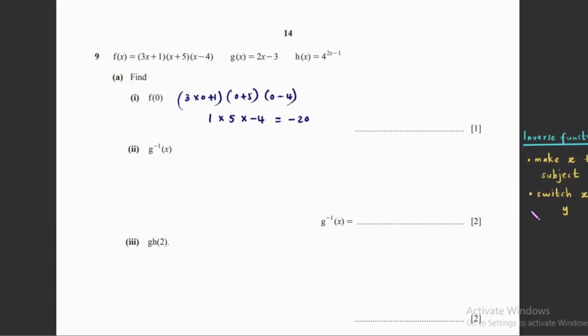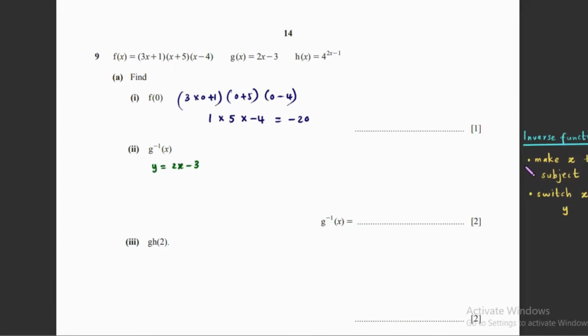The first step is to make x the subject. Once we make x the subject, we need to switch x and y around. Now here, y is going to be this g of x. So first, instead of writing it as g of x, I'm going to write it as y is equal to 2x minus 3.